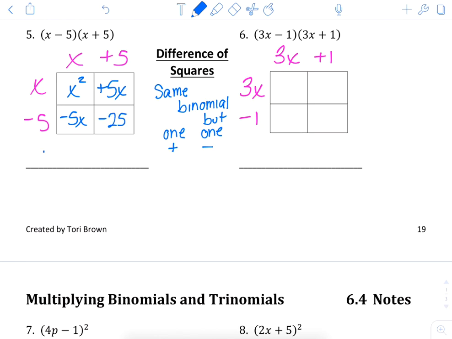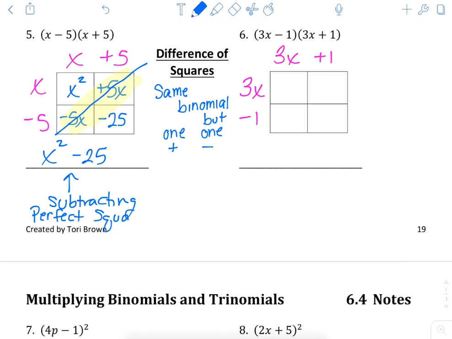So again, I start with my highest degree, that's the x squared. I'm going to combine my like terms, but 5x and a negative 5x cancel. Will you draw a line through those? They're not there anymore. We don't write anything down for x. All we write down is the minus 25. Difference means we are subtracting. Difference of squares means that we are subtracting perfect squares. Basically x squared and 5 squared.